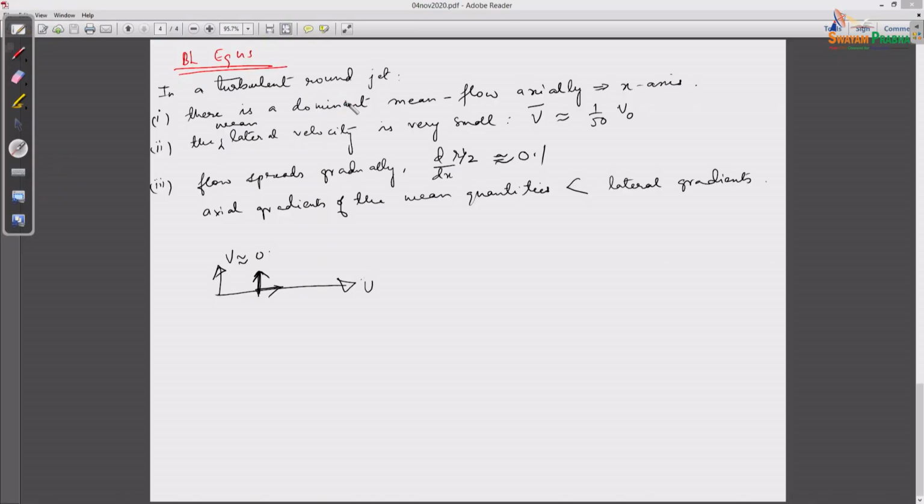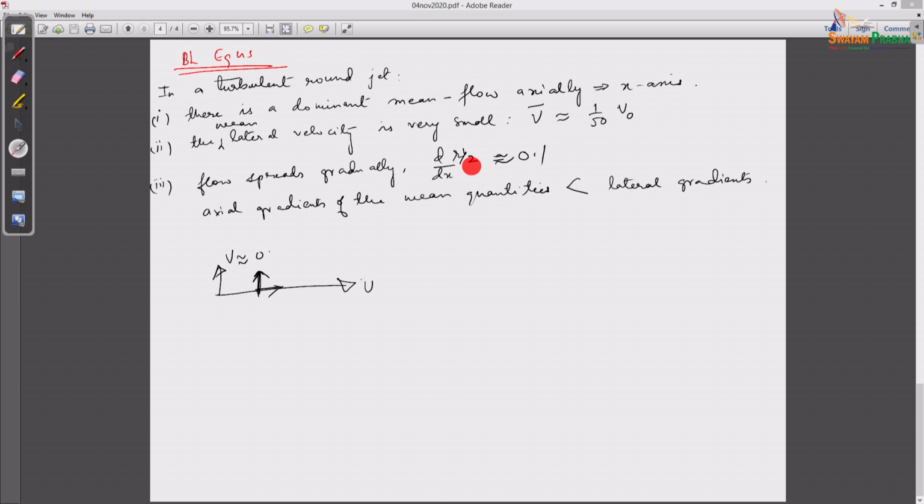So we basically said these three things in a turbulent round jet. There is a dominant mean flow, because we ignore the z-axis, but the primary velocity was in the x-axis, which is along the axis of the jet. The v velocity was very small. The mean lateral velocity was very small, about 1/50th of the center line velocity.